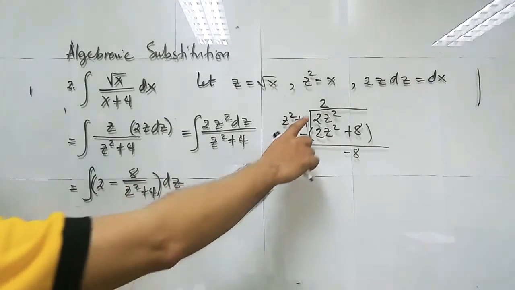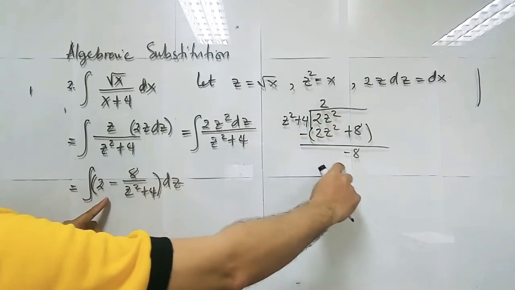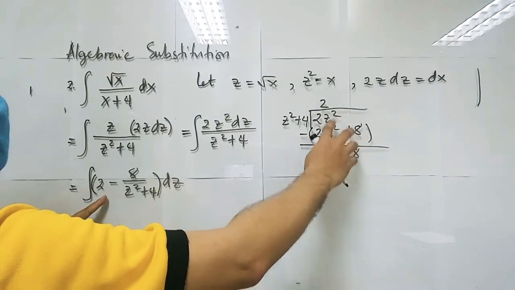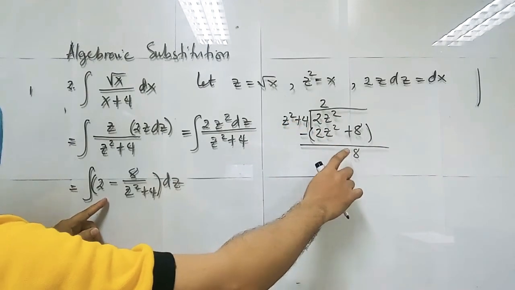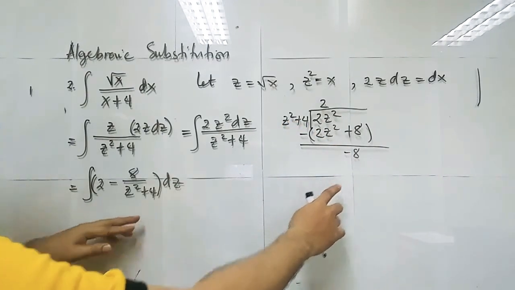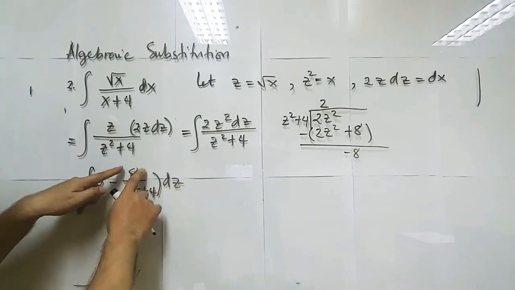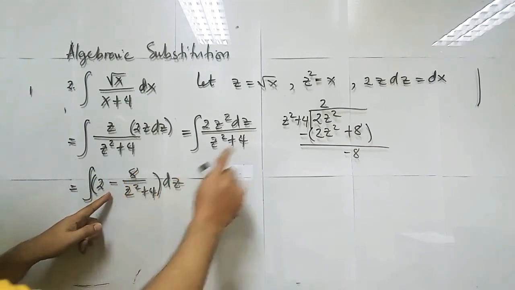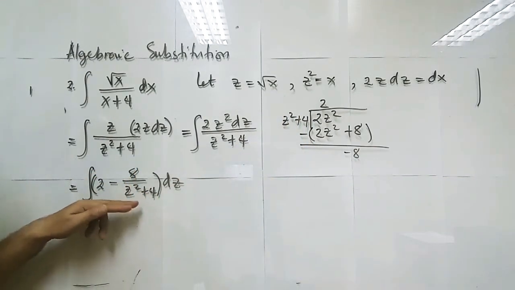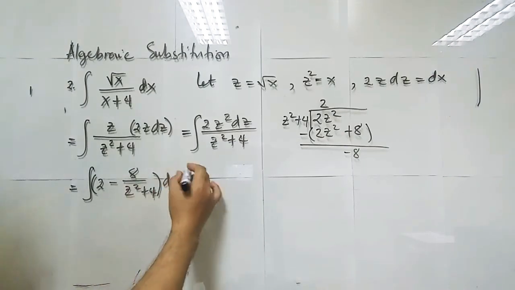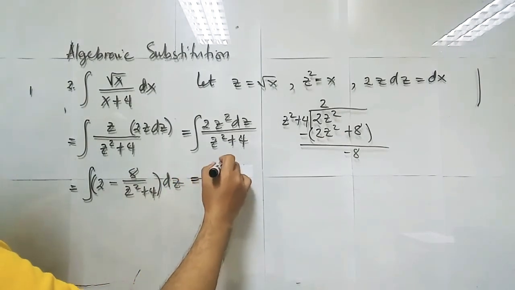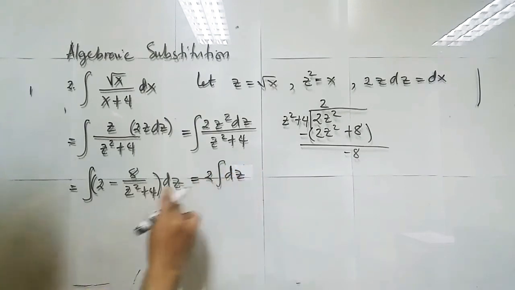So here you have 2, which is the equivalent, and this one is the remainder when you divide 2z squared over z squared plus 4. So this is your remainder, negative 8, divided by your denominator, that is z squared plus 4. Now this one, the integral of dz, I will distribute it first.